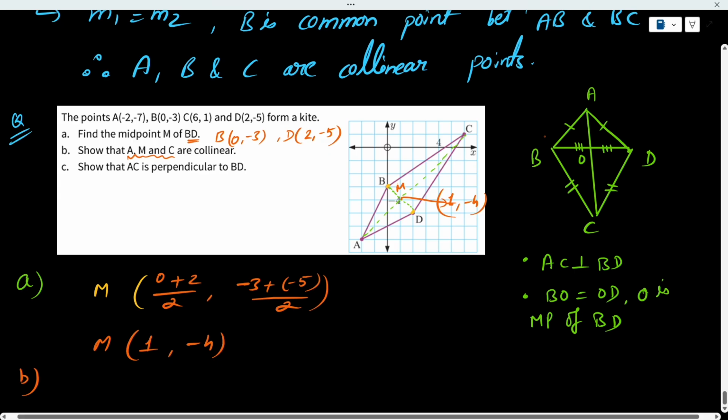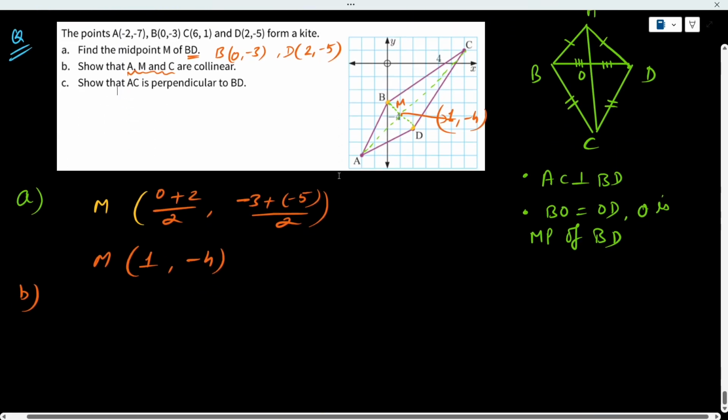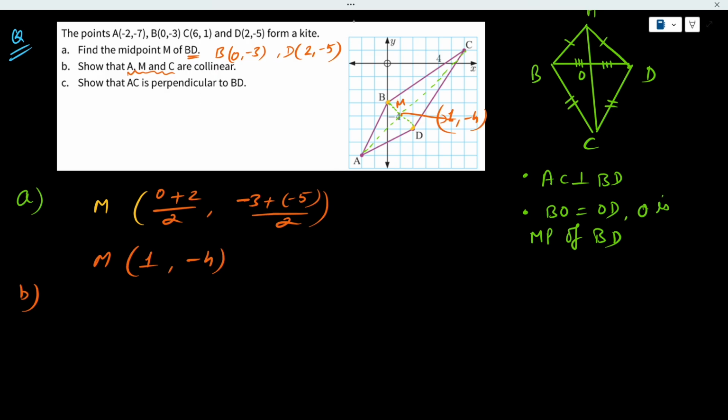See, just now I was telling you how to check the collinearity. So to check that A and C are collinear, you will find out the gradients or slopes of AM and MC. If they both are equal with a common point M, then you can say that A, M, C are collinear. So what is going to be here? Gradient or slope of AM. You can write down here gradient of AM.